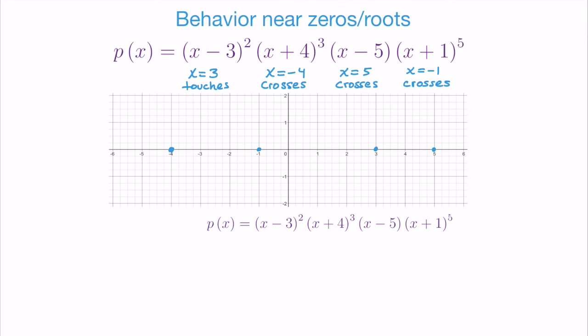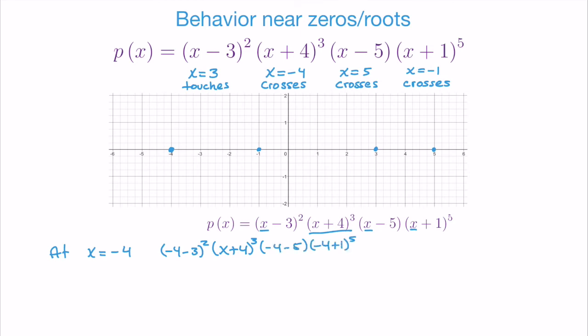Let's start from the left at x equals -4. So you're going to plug in -4 everywhere in your polynomial except at the corresponding factor. So you plug it here, here, and here. So what we get is (-4 minus 3) squared times (x plus 4) cubed times -4 times (-4 minus 5) times (-4 plus 1) to the 5th power.